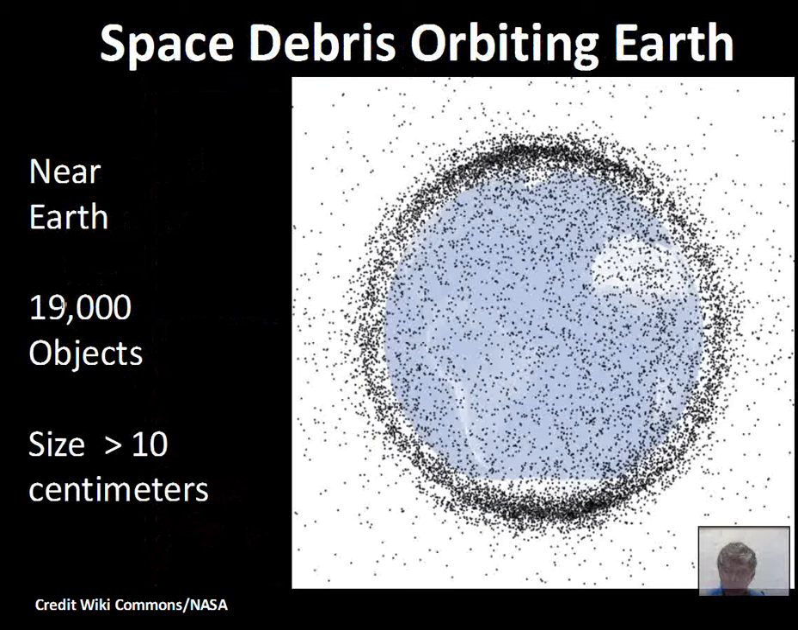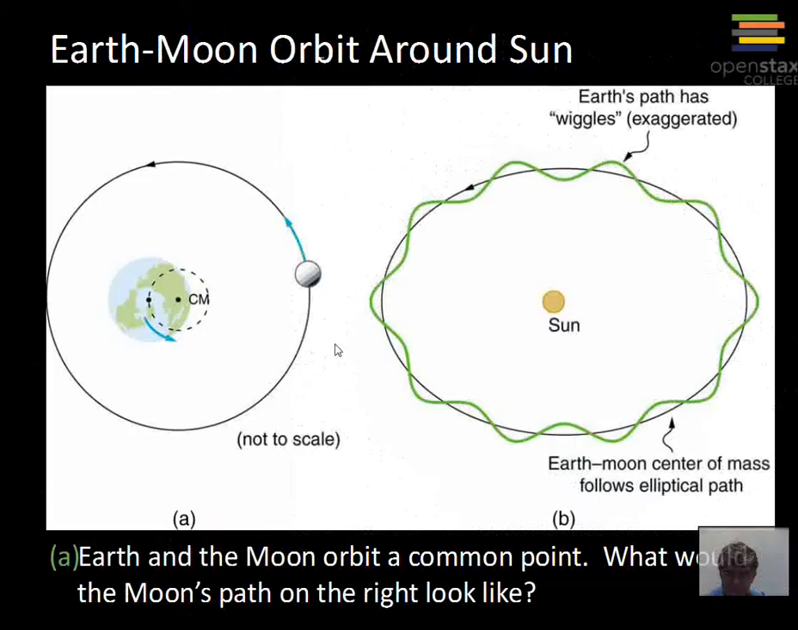And there are 4 Earth-launched satellites that are leaving our solar system. They have enough speed to escape the pull of the sun's gravity. So keep reading about that. We'll talk more about that later.